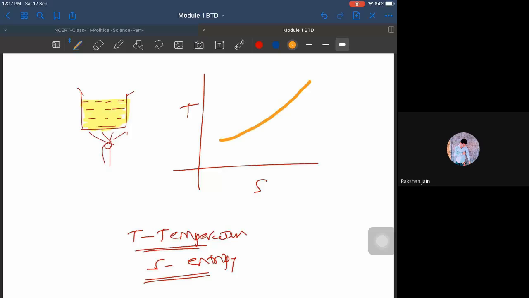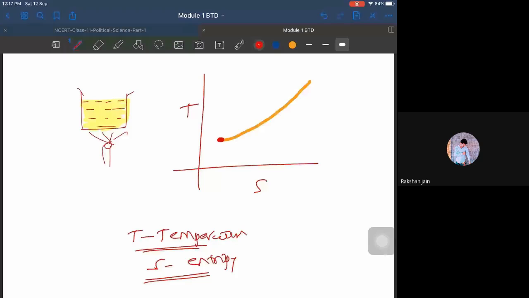I must specify the initial state, so this is my initial state, guys, which is state 1. And it has gone through a series of states. When I go on increasing the heating, it goes through the series of states and reaches the final state, state 2.